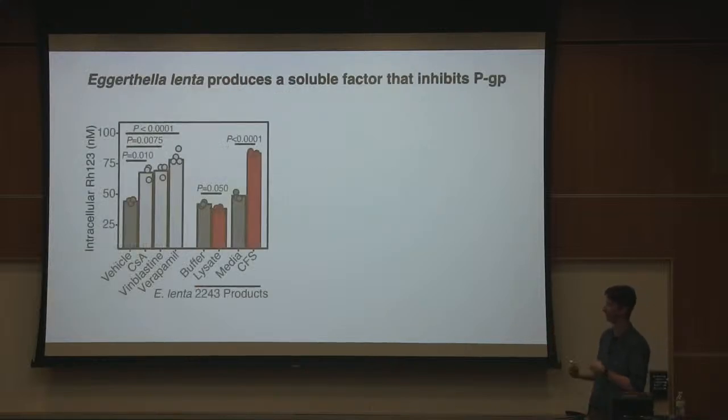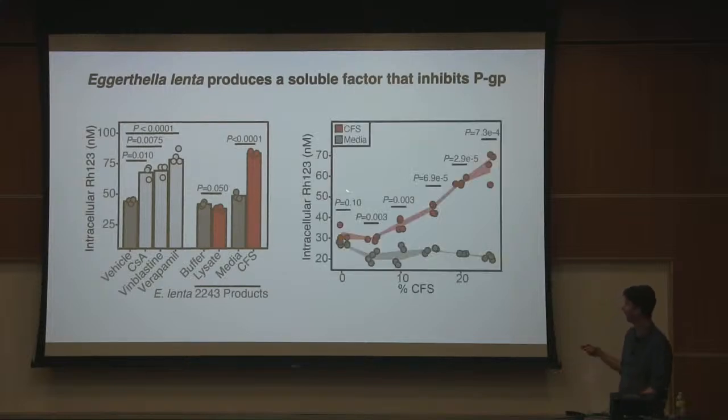And so we use this really well-established and old assay to look at a set of control compounds that are known inhibitors of PGP on the left, and then Elenta, either cell lysate or cell-free supernatant. And so what you can see is that the controls all inhibit PGP as expected. We don't really see any inhibition when we add the cell pellet, but when we add the sort of secreted factors from Elenta, we see efflux inhibition. And this is also dose dependent.